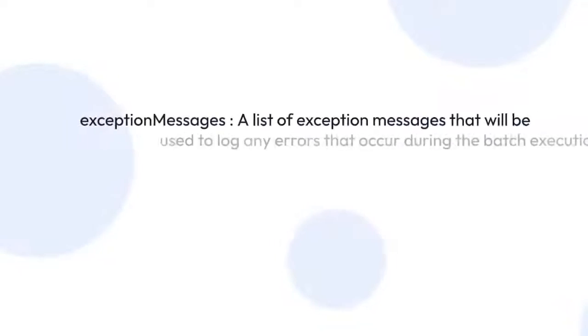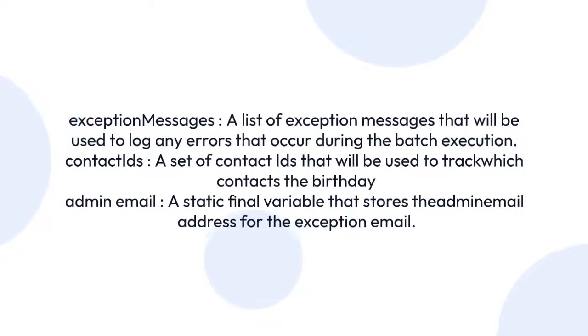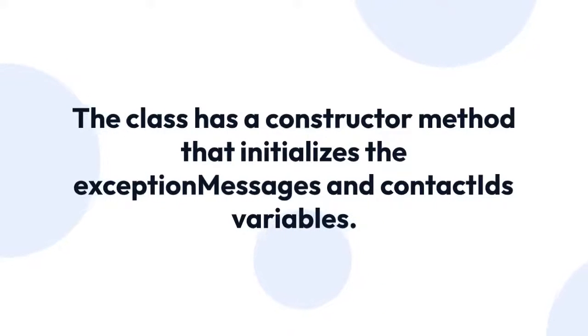The class has 3 private instance variables: exceptionMessages, a list of exception messages that will be used to log any errors that occur during the batch execution; contactIds, a set of contact IDs that will be used to track which contacts the birthday greetings were sent to; and adminEmail, a static final variable that stores the admin email address for the exception email. The class has a constructor method that initializes the exceptionMessages and contactIds variables.